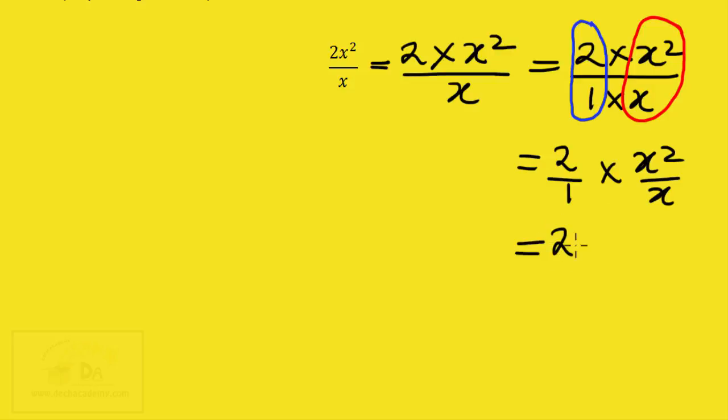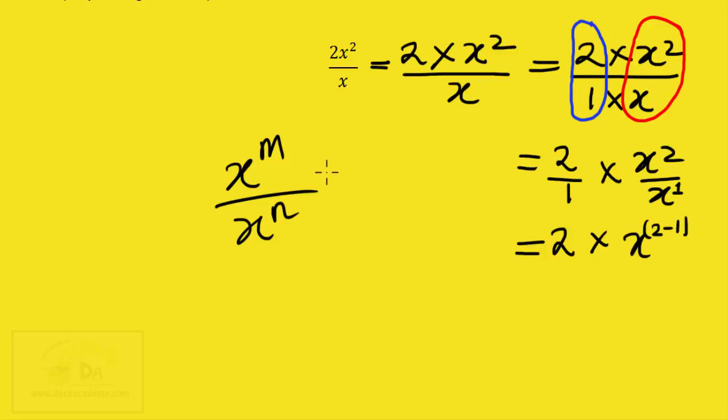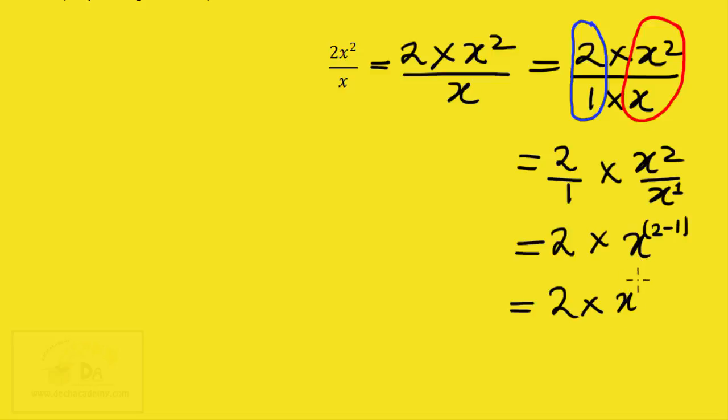Now moving on, this is what we have. 2 over 1 is 2. X squared over x is x to the power of 2 minus 1, because this is the same thing as x to the power of 1. Remember, x to the m over x to the n is x to the m minus n. So 2 times x to the 2 minus 1, which is x to the 1. 2 minus 1 is 1, which gives 2 times x, which is 2x.